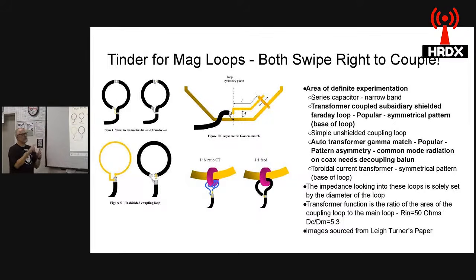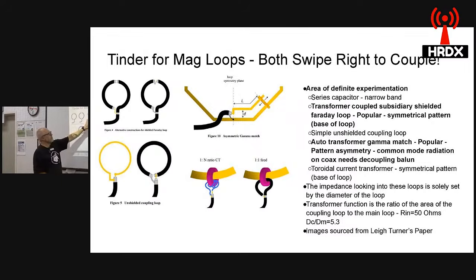There's a whole lot of ways to couple the transmitter into the loop. There is your shielded Faraday loop, and this is actually what Steve uses in his loop. The unshielded coupling loop, which is what I actually use, which is this one here. And I'll show you some pictures on how that's connected.